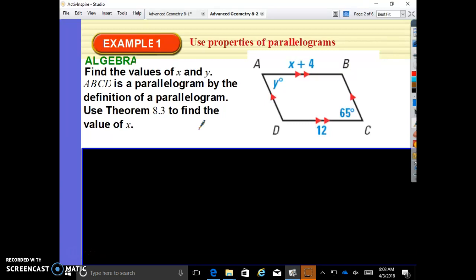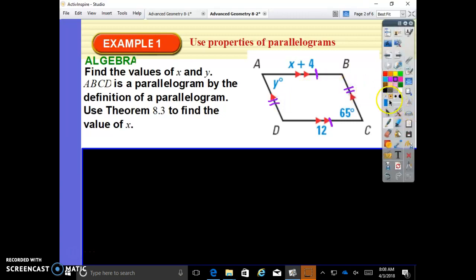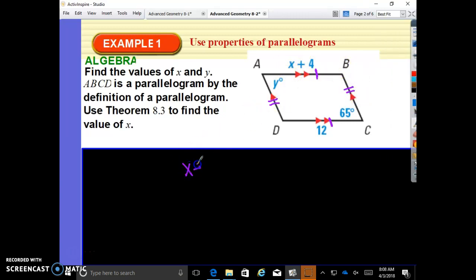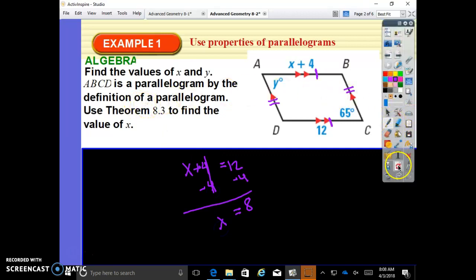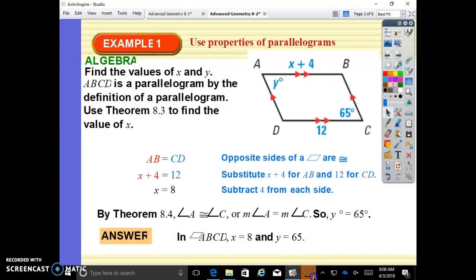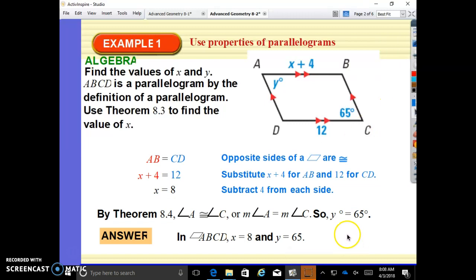If a quadrilateral is a parallelogram, then its opposite sides are congruent. So opposite sides are congruent. That means that x plus 4 is equal to 12. That means that side AD is equal to side BC. All right? So if x plus 4 equals 12, then x must be 8. They wanted us to find the value of x. X is 8. They didn't mention, oh, they did say to find y as well.